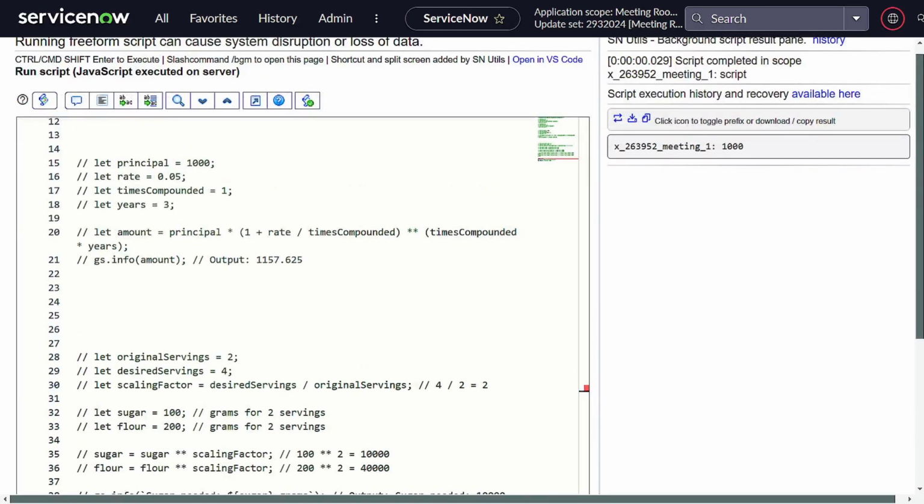Here it goes. So the exponential operator, introduced in ECMAScript 2025, simplifies exponentiation in JavaScript, making your code more readable and easier to write. Whether you are calculating compound interest, scaling recipes, or performing mathematical computations, this operator enhances your coding experience. Try incorporating this operator into your project to see how it can streamline your code.